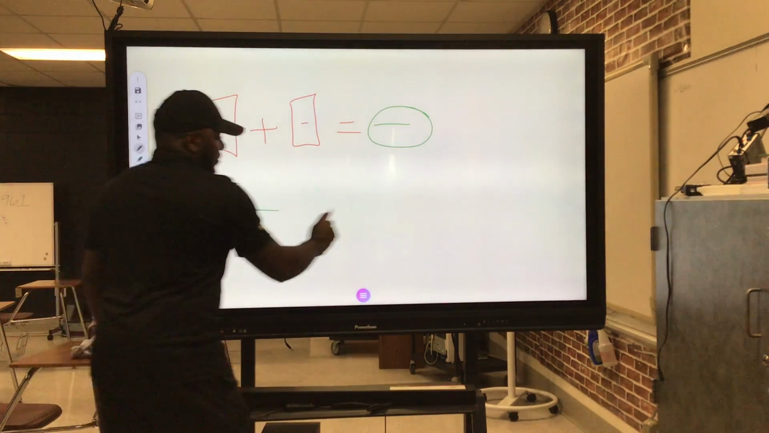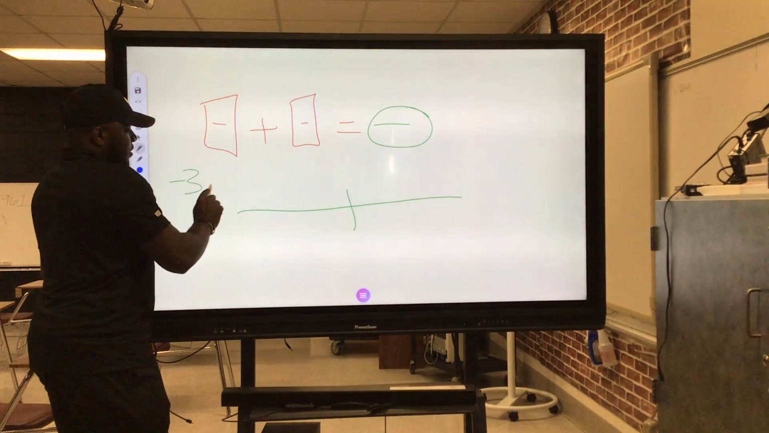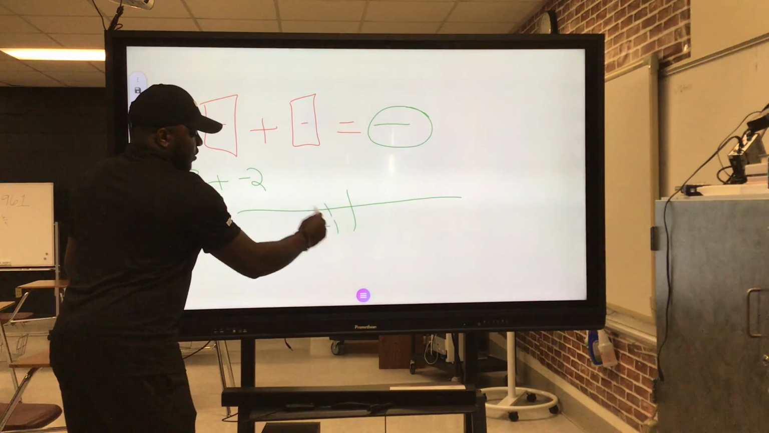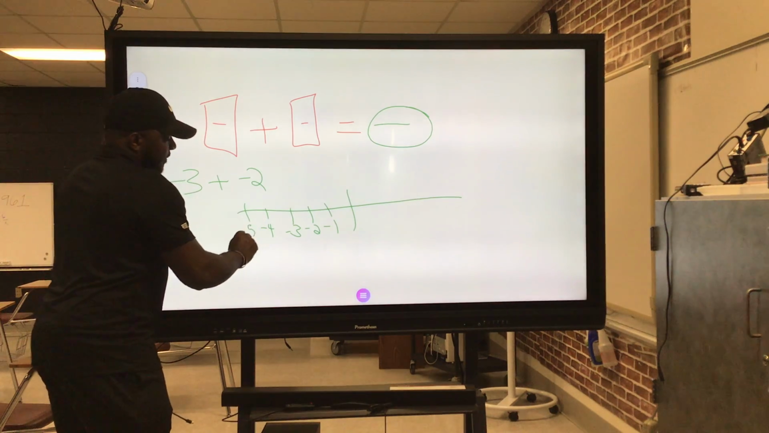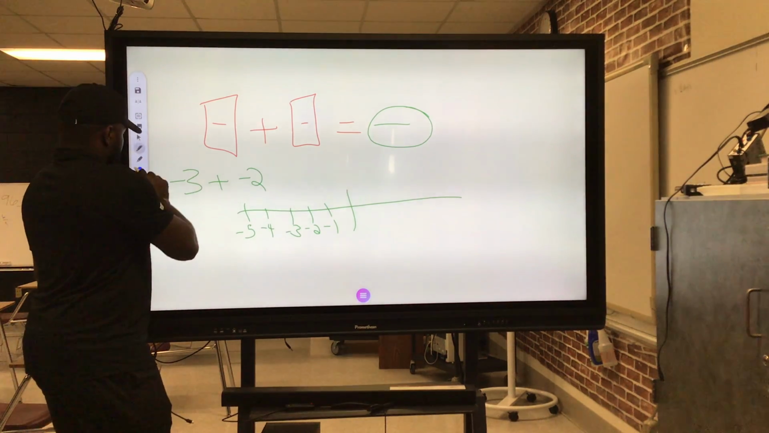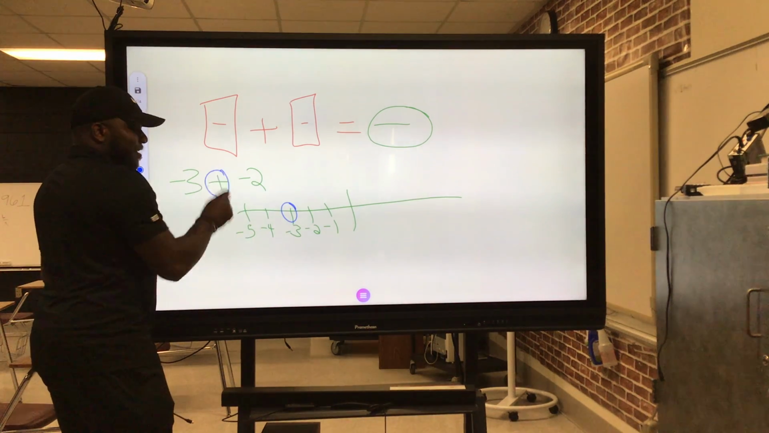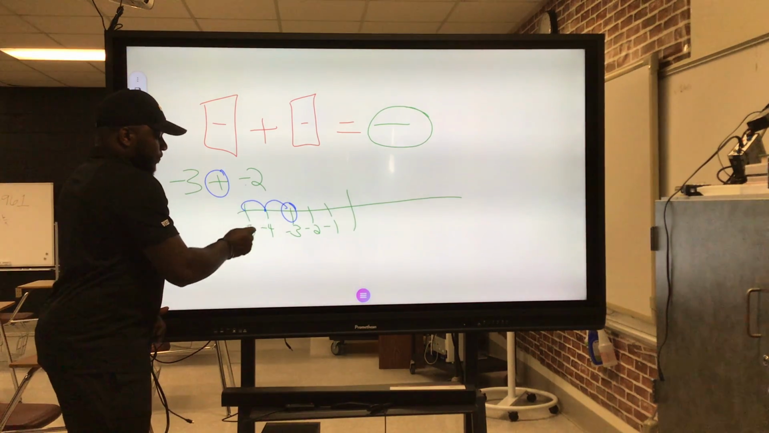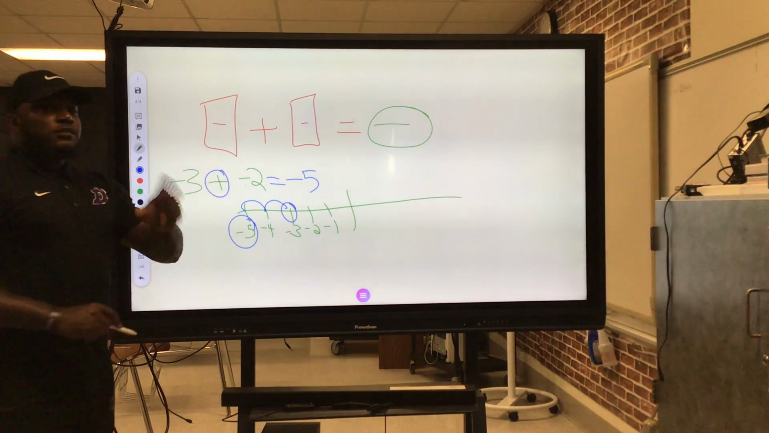Because if I am on my number line, remember my first number tells me where to go. If I'm at negative 3, and I'm adding a negative 2, that's going to be 1, 2, negative 5. So negative 3 plus negative 2 is negative 5.